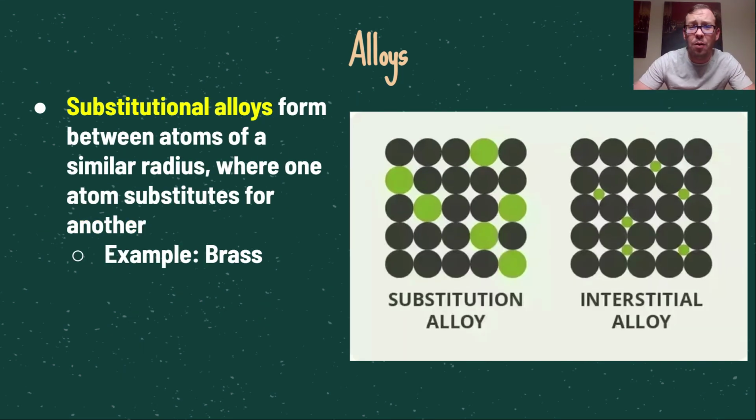A substitutional alloy is different because they form between atoms of a similar radius, where one atom tends to substitute for another. An example of this would be brass. Now, brass is an alloy of copper and zinc, and those are right next to each other on the periodic table. Copper is number 29 and zinc is number 30, so they have a very similar atomic radius. So as a result, we would consider brass a substitutional alloy because the atomic radii are similar, and therefore atoms of one metal are simply going to replace another when they form that particular alloy.